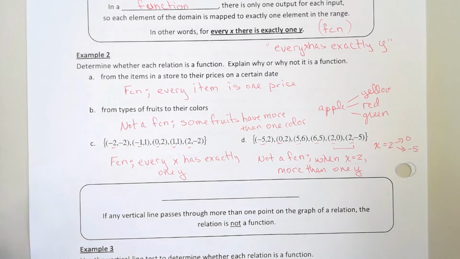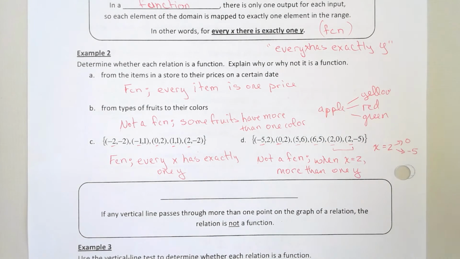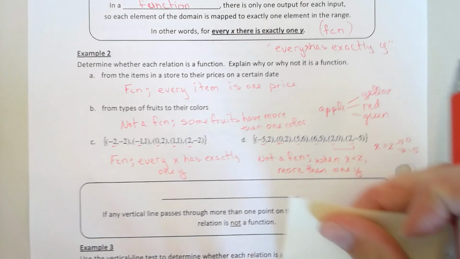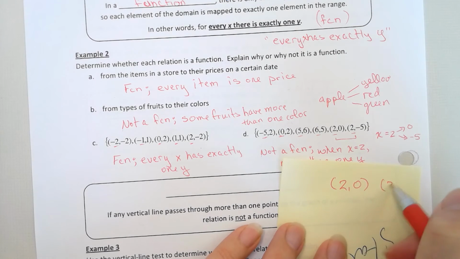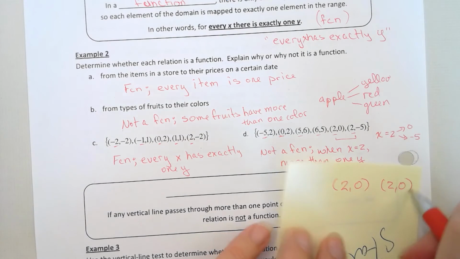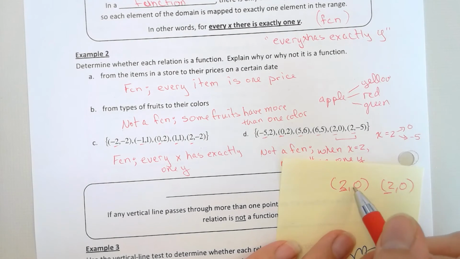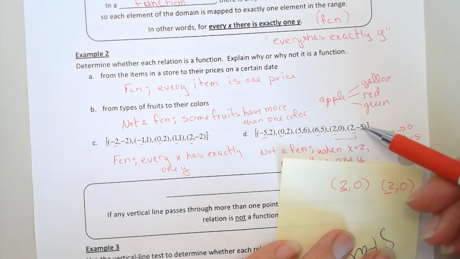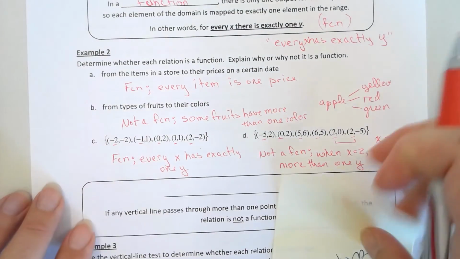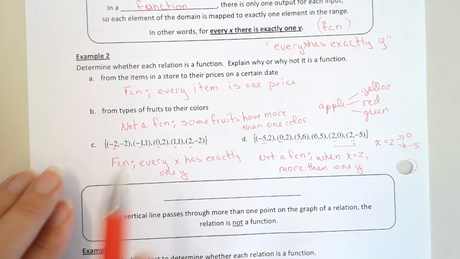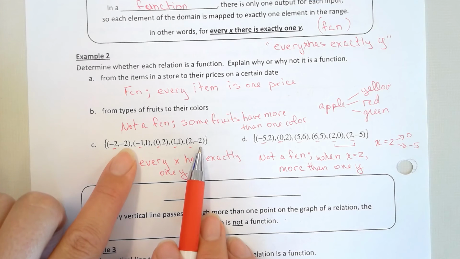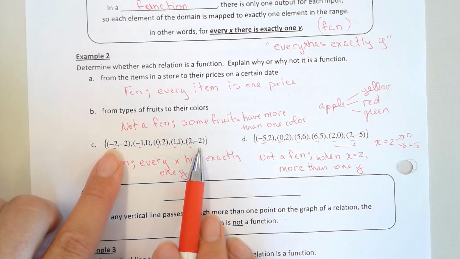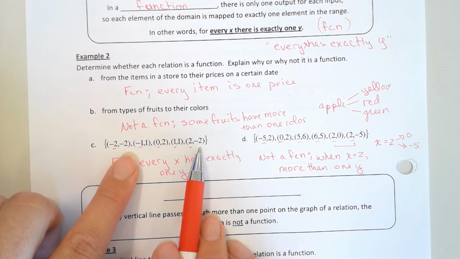Now, just to give you a quick idea, if this ordered pair was different, if I had 2, 0, and then I had another 2, 0, that's okay, because even though the x repeats, I still only have one outcome. So if this was 2, 0, it's still a function. Now, the other thing that bothers some people over here is they want to say this is not a function because the y repeats. See how this has a -2 and that has a -2? The x, as long as it only has one outcome, can share a y with another x value.